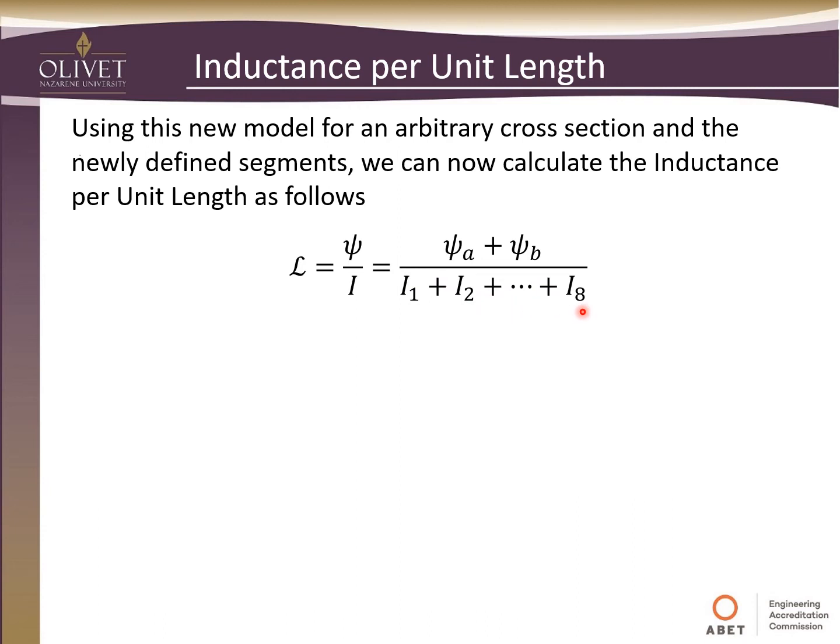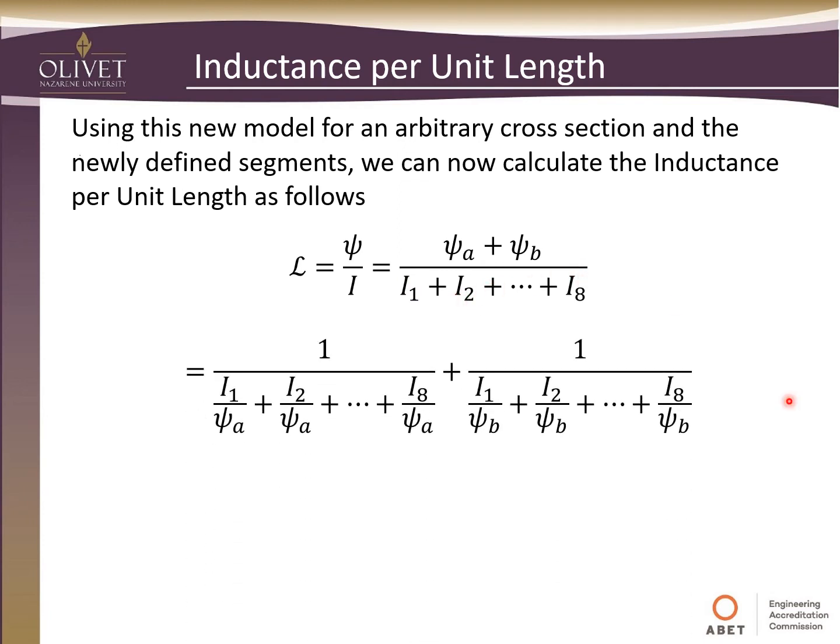Remember, we sliced it up into 8 sections, so whatever goes through A also goes through B. So it's just I1, which is I1 A and B. I2, it's the same current that goes through them. So if we look at that, we can rearrange this a little bit to say that we can say that it's just 1 over phi A, 2 over phi A, so on and so forth, plus 1 over phi B, 2 over phi B, so on and so forth.